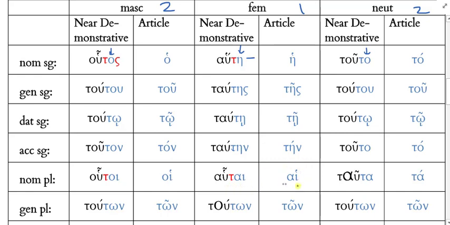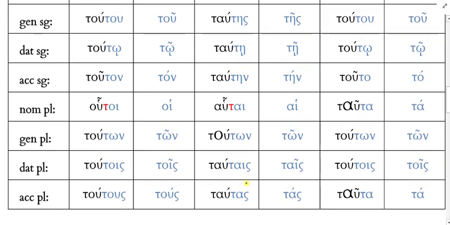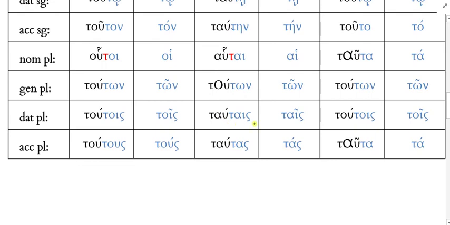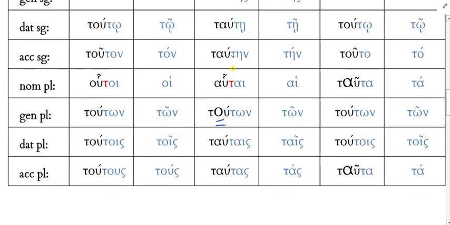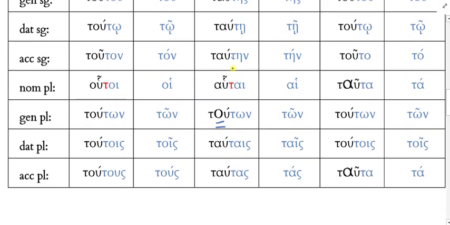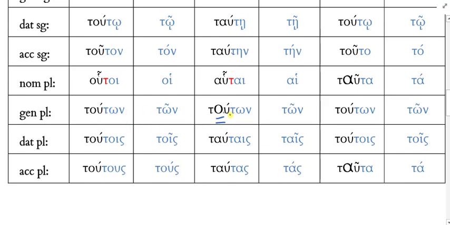Hautai. The ai is similar to the article hai, except we have the rough breathing here. Here we have the tau. Toutōn. Tautais. Tautas. All right. So the back side looks like the article. Front side, we have this part that looks unusual. Notice I have au, au in all the forms, except for this genitive plural one. All of the genitive plurals are identical here, no matter what gender we're talking about. Toutōn, toutōn, toutōn. Okay? All right.